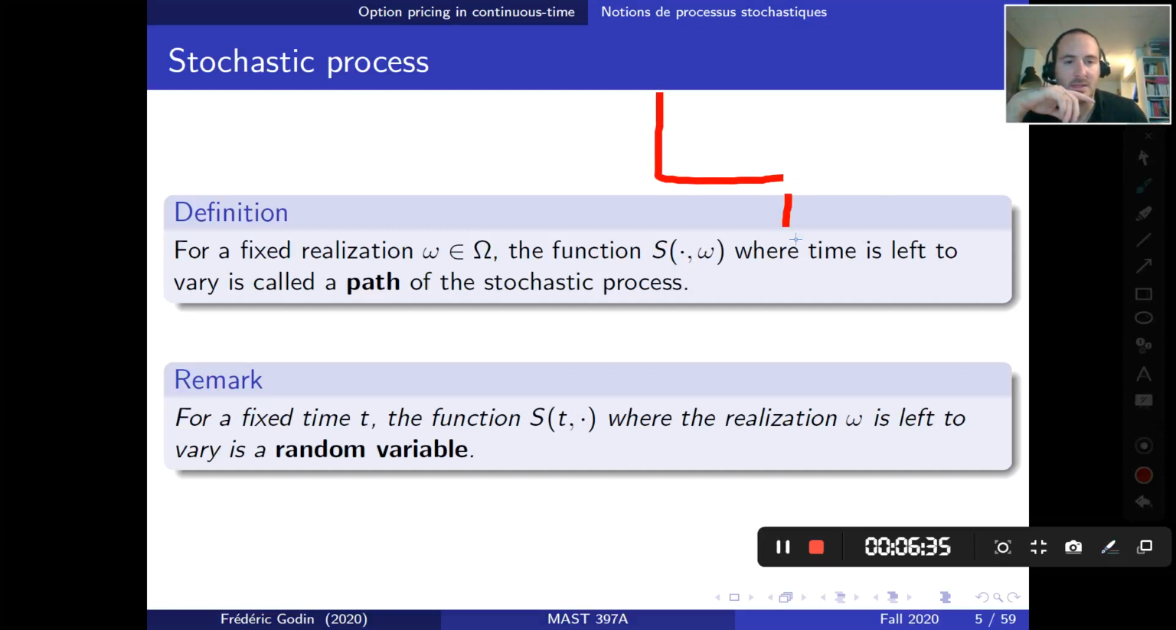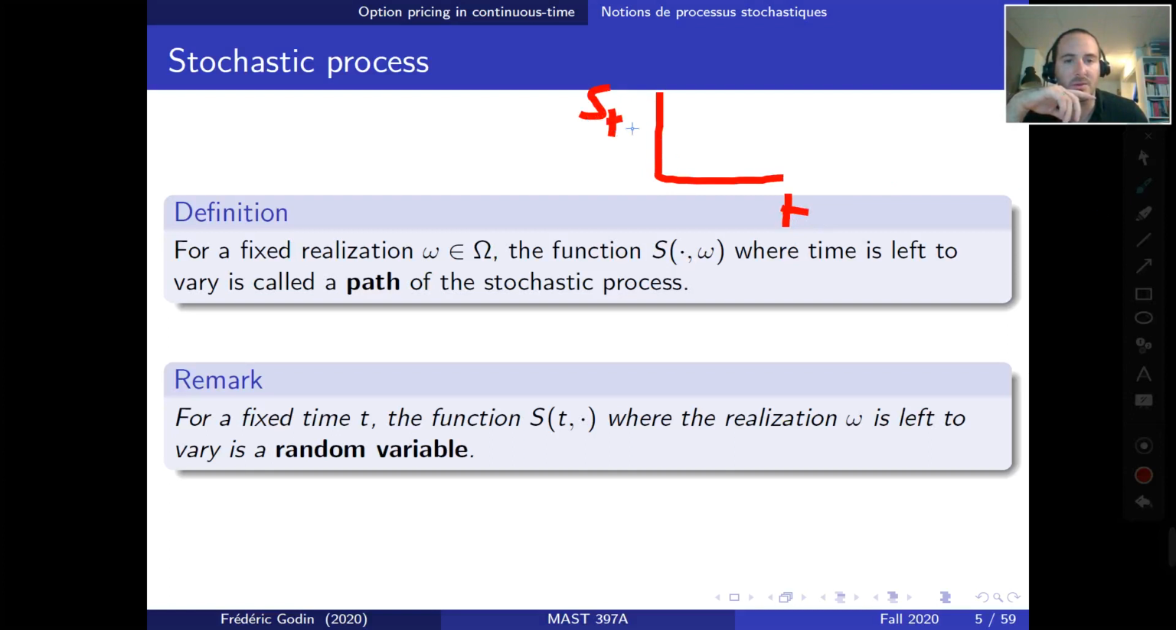So maybe this is T, and here S_T can be the price of a stock through time. So a path here would correspond to a sequence of prices of the stock through time. Okay, so this is an example of a path. We fix the random outcome and we let time flow, time vary here. So this would be one path.